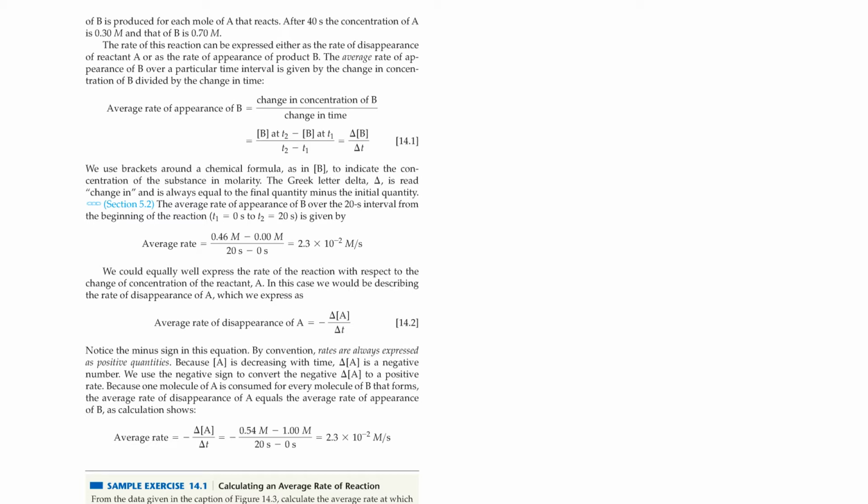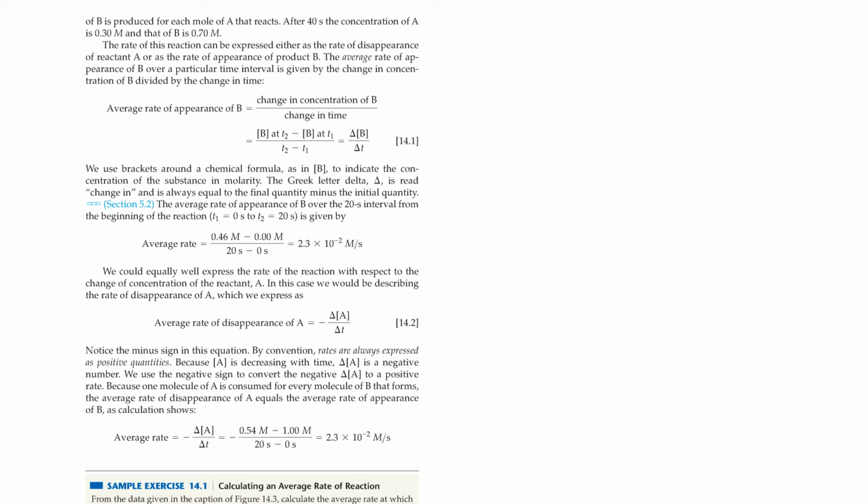We could equally well express the rate of reaction with respect to the changing concentration of the reactant A. In this case, we would be describing the rate of disappearance of A, which we could express as the average rate of disappearance of A equals negative the change in the concentration of A divided by the change in time. Notice that the minus sign is in this equation. By convention, rates are always expressed as positive quantities. Because A is decreasing with time, delta A is a negative number. We use the negative sign to convert the negative delta A to a positive rate.